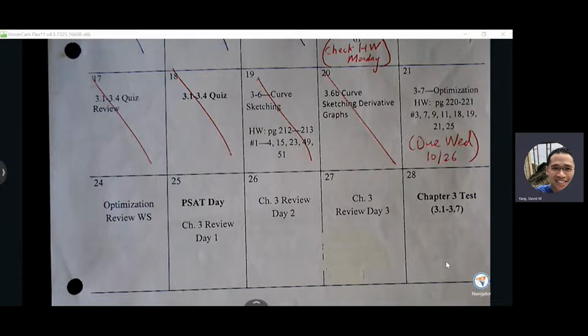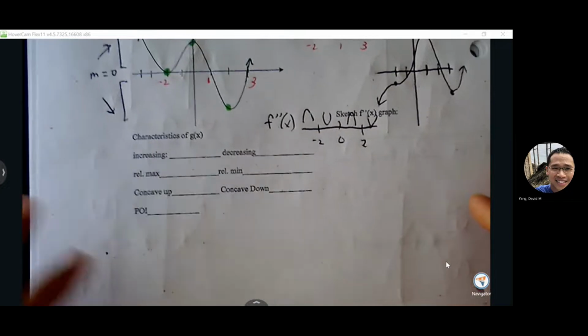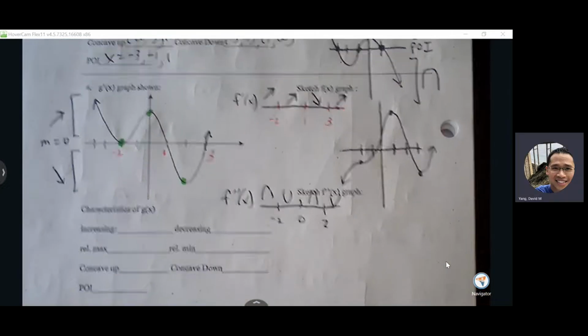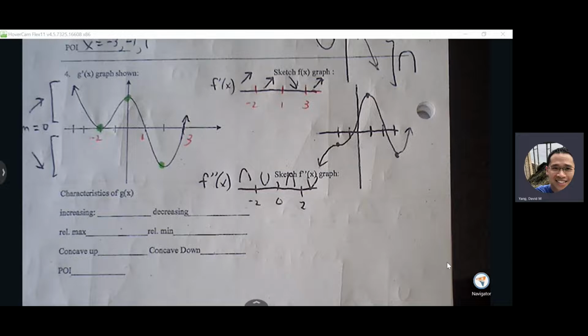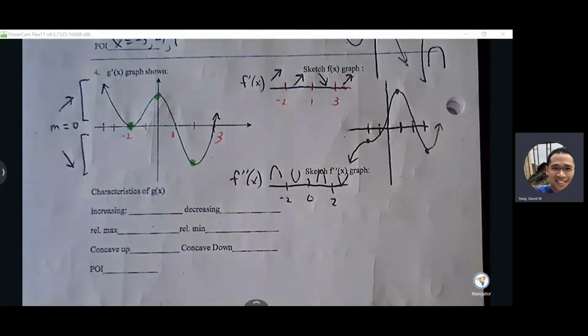All right, so if you guys can turn to page 6 in your packets. Let's finish up number 4. Let me recap what we've accomplished with number 4, and we'll finish number 4, and then we'll do another problem similar to this. Okay, so we start off with the derivative graph. The important thing is that we label our derivative graphs.